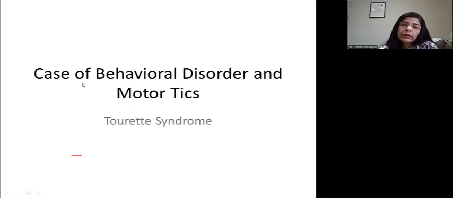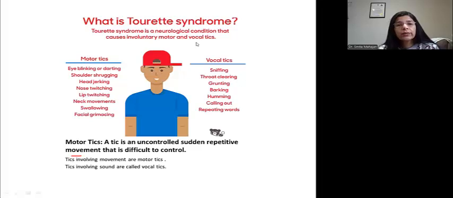Now, this is a case of behavioral disorders and motor tics that I saw a year back in my clinic. It is also called Tourette syndrome. Tourette syndrome is a neurological condition that causes involuntary motor or vocal tics. So, what are motor tics? A tic is an uncontrolled, sudden, repetitive movement that is difficult to control. Tics involving movement are motor tics.